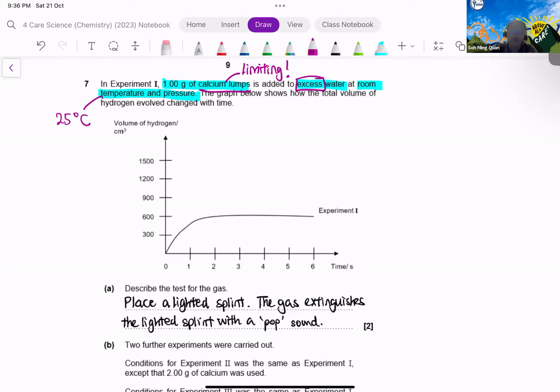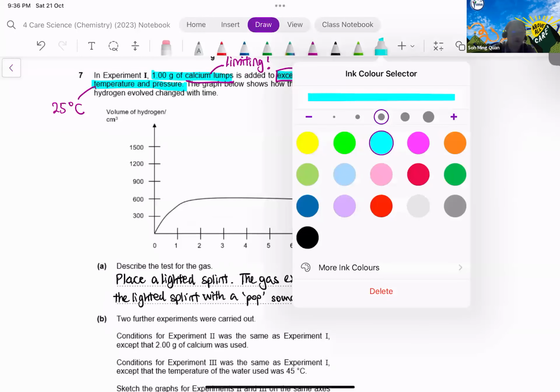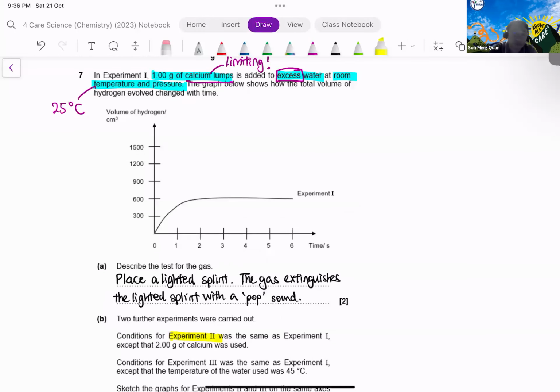So now, if we carry out 2 further experiments, for experiment number 2, everything is the same, except 2 grams of calcium is used. Now, the effect of 2 grams means I've doubled the mass. If I've doubled the mass, I'm doubling the surface area to volume ratio.